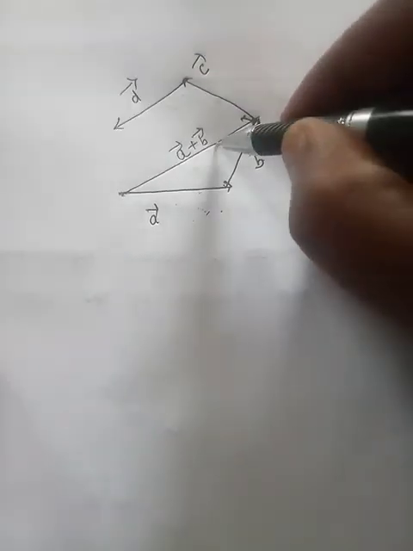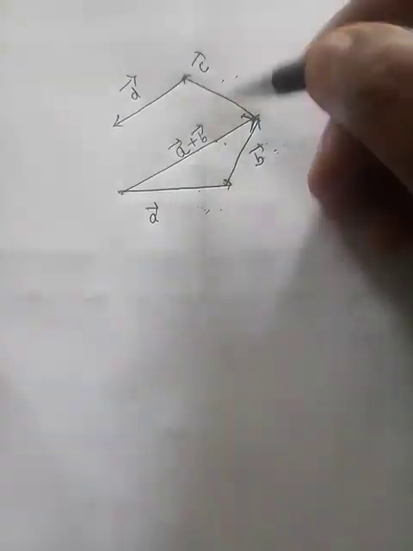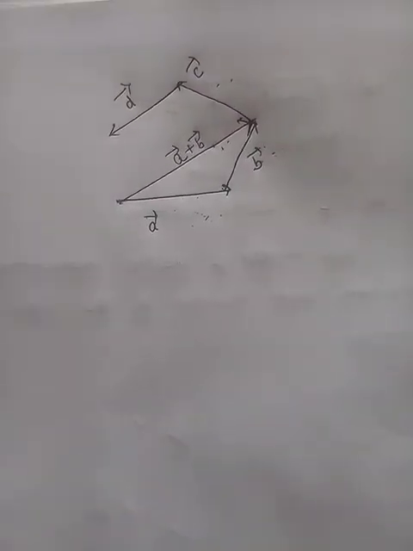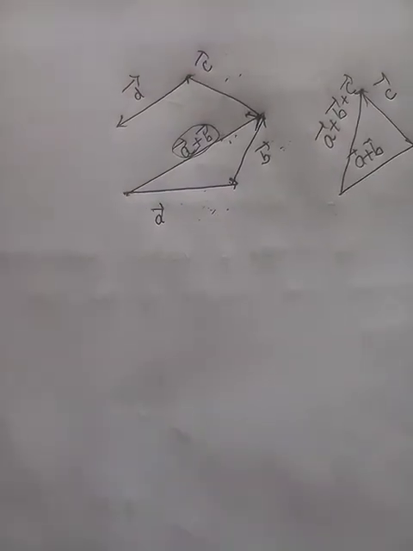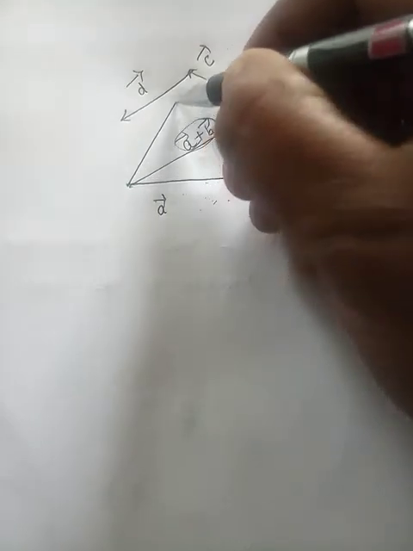Now again this A bar plus B bar and C bar are 2 sides of a triangle. Yes, this is A bar plus B bar and this is C bar. Then this is the closing side which gives the summation of these 3, that is A bar plus B bar plus C bar. So now I am going to get the resultant of these 3 here, A bar plus B bar plus C bar.